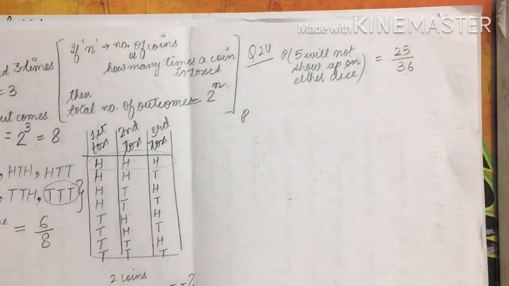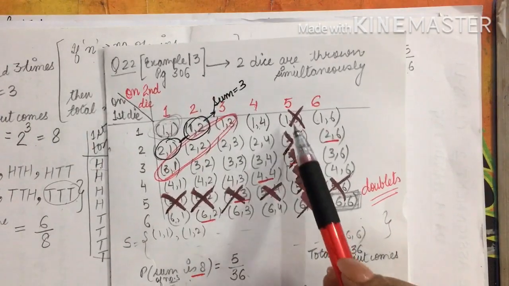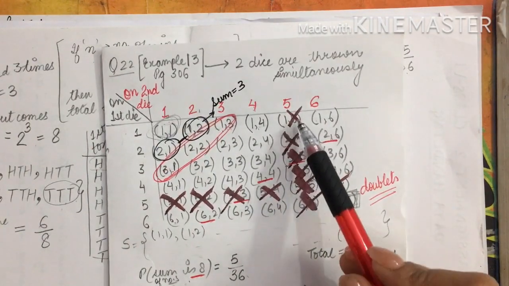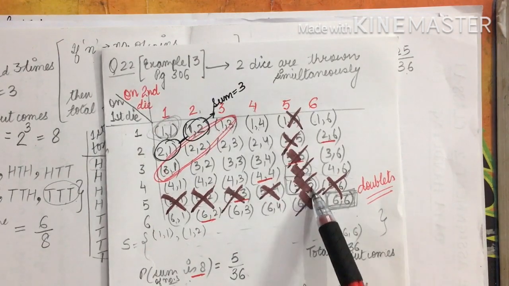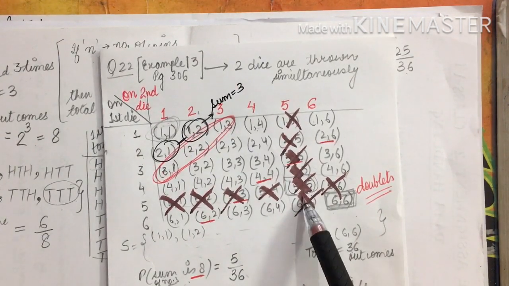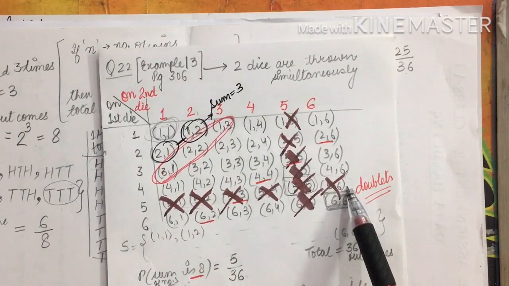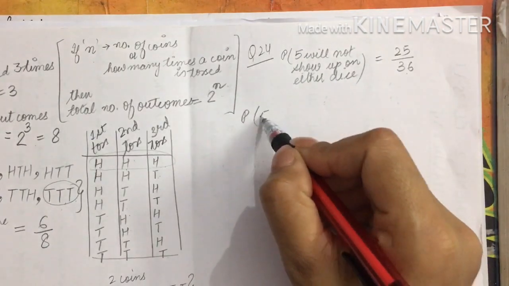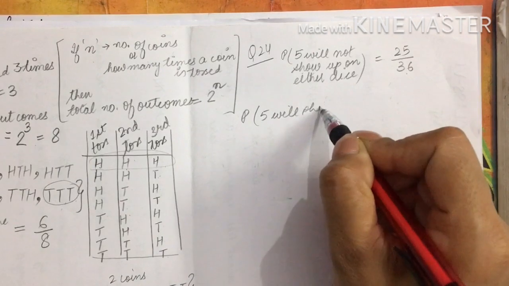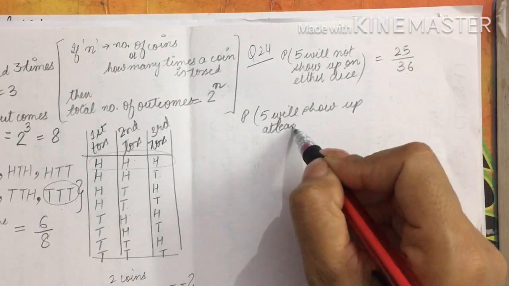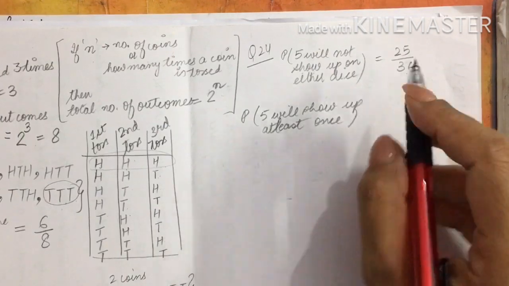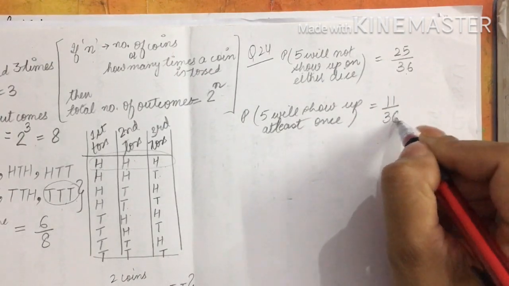And then in the second case, 5 will come up at least once, so either one time or two times. So these were the cases in which 5 appeared, and this one in the middle had 5 appearing twice. So these are the ones which we need for the second part. So the probability 5 will show up at least once is 11 over 36.